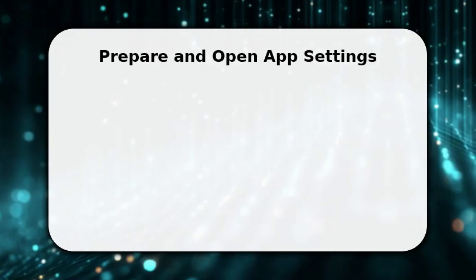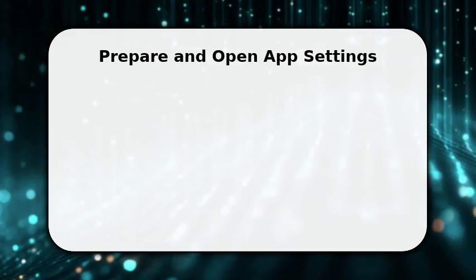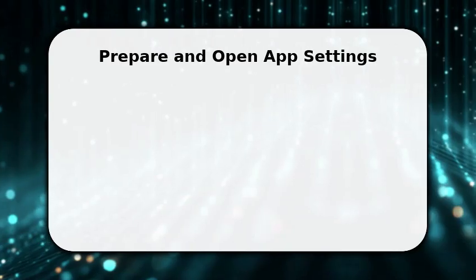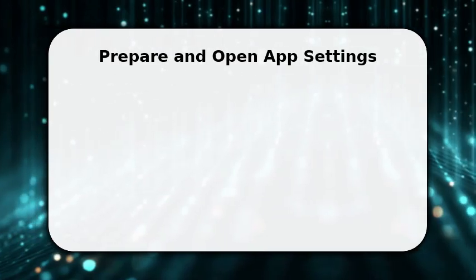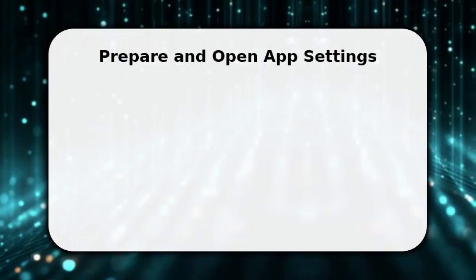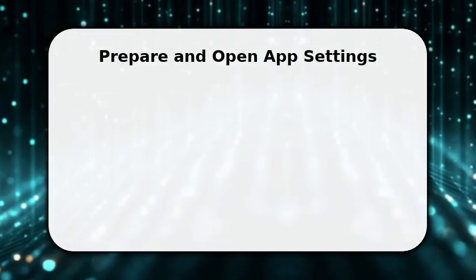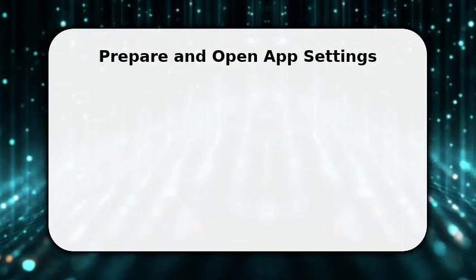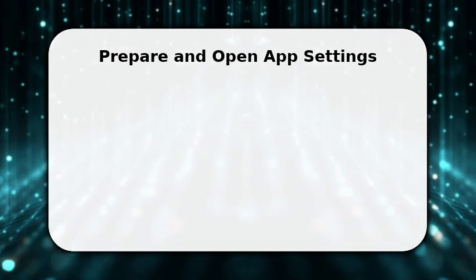Tap the three-dot menu and choose Show System to reveal system packages. Make sure you identify the updated component, an app, Google Play services, or a system UI. This step lets you access uninstall controls or prepare for an official rollback path.